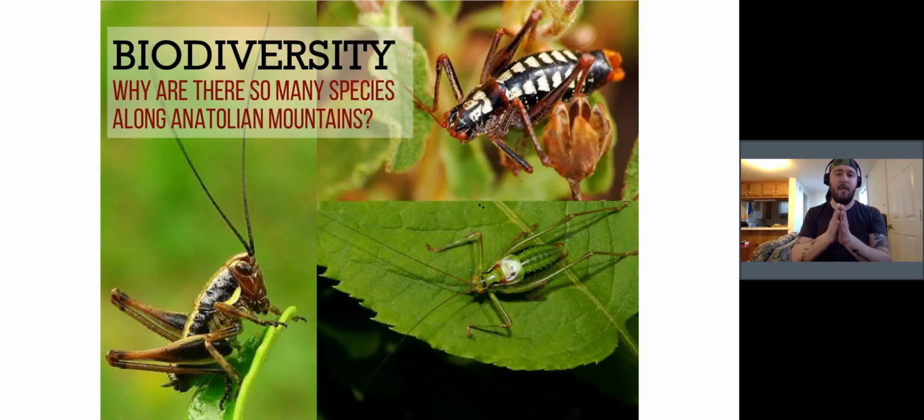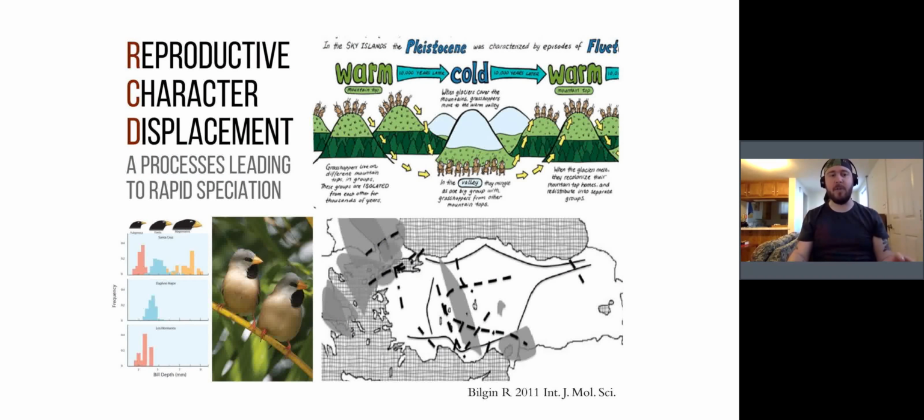So when you ask most biologists working today, they will tell you that the reason Anatolia has a lot of diversity along its mountaintops is because of this one process called reproductive character displacement. And this process is very simple. So when you have, for example, 2 very similar species living in different geographic locations, morphologically they don't have to be very distinct. They can be very similar to each other.